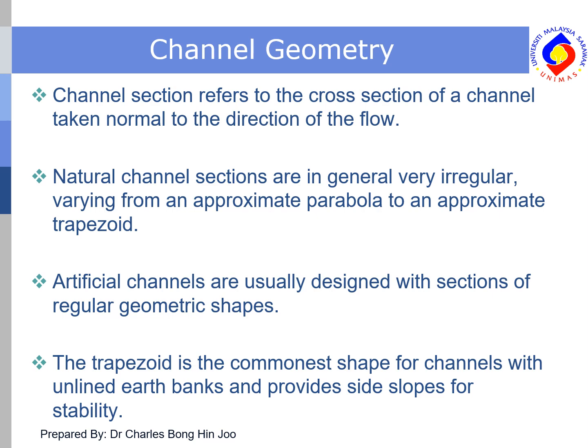In terms of channel geometry, channel section refers to the cross-section of a channel taken normal to the direction of the flow. Natural channel sections are generally very irregular, and the shape can vary from approximately parabolic to approximately trapezoidal. Artificial man-made channels are usually designed with sections of regular geometric shapes. For the purpose of stable channel design, the trapezoidal shape is the most commonly used for unlined earth banks.